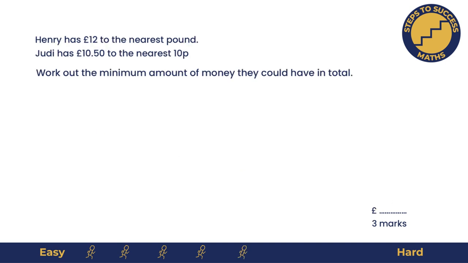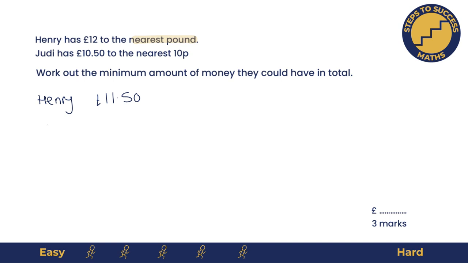Henry has £12 to the nearest pound. Judy has £10.50 to the nearest 10p. Work out the minimum amount of money they could have in total. The minimum. So let's start with Henry. £12 to the nearest pound. So he could have had, his smallest number would have been £11.50. Anything less than that would round to 11. Anything more than £11.50 would round to 12.